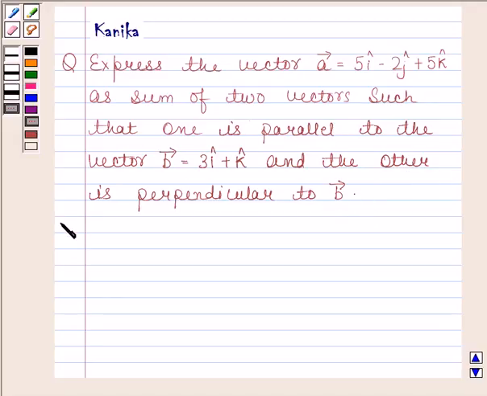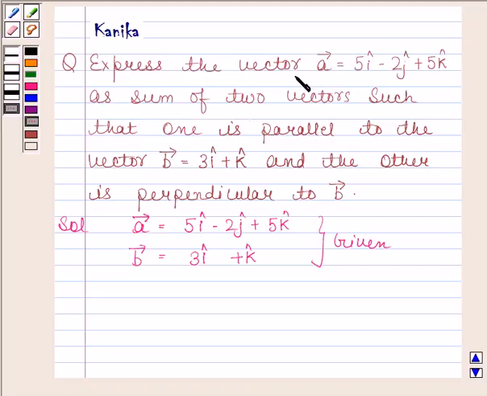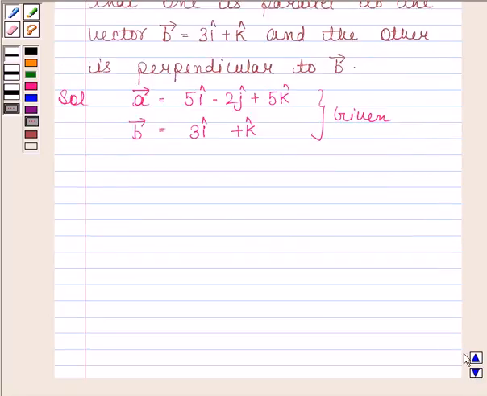With the solution, we are given that vector A is equal to 5i cap minus 2j cap plus 5k cap and vector B is equal to 3i cap plus k cap. Now we have to express vector A as sum of two vectors such that one is parallel to vector B and another is perpendicular to vector B. Right?